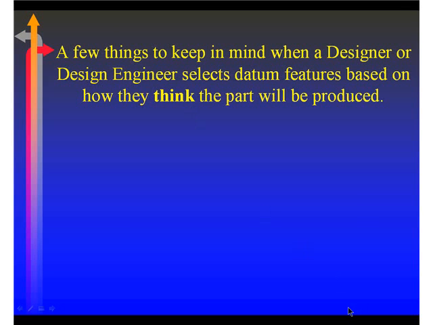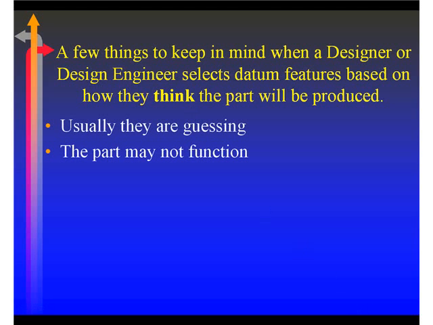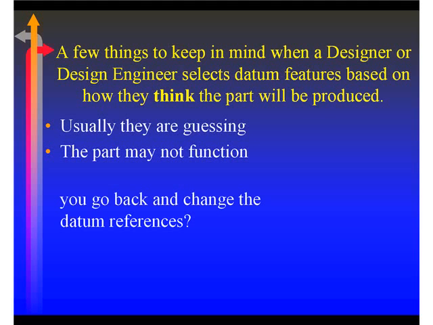A few things to keep in mind when a designer or design engineer selects datum features based on how they think the part will be produced. First of all, they are usually guessing and really don't know how the part is going to be made. But even if they do, the part may not function that way. So you get a part that's easy to produce, but it doesn't work.